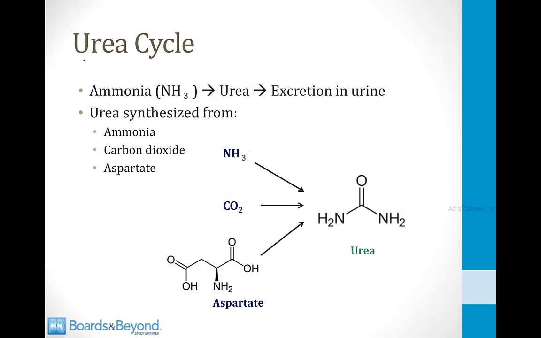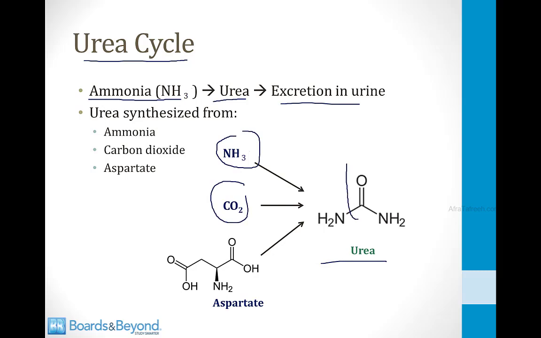So now let's talk about the urea cycle. This is a metabolic pathway that occurs only in the liver, and it is the pathway by which the toxic ammonia is converted to the non-toxic structure urea, which can be excreted in the urine. This is the structure of urea on the right side of the screen. It is synthesized from ammonia and CO2.